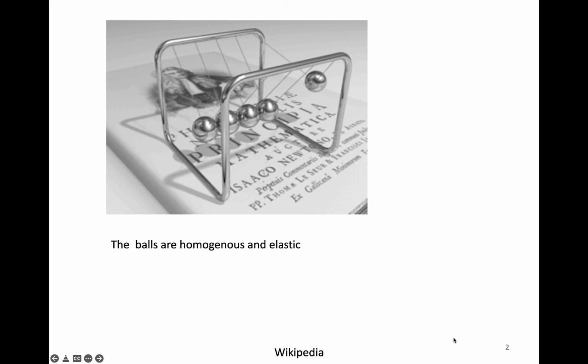Before we talk about the Grotthuss mechanism, let's take a look at the well-known Newton cradle. Newton cradle is often used to demonstrate the conservation of momentum and energy. Note that the balls need to be homogeneous in their material and elastic. We won't get into the details about how Newton cradle works today. However, it is an excellent analogy for the proton conduction via the Grotthuss mechanism.